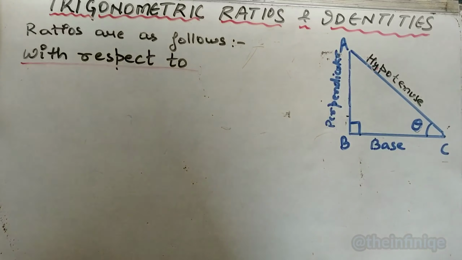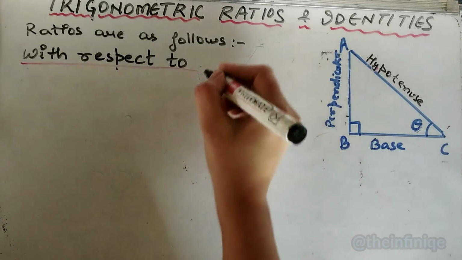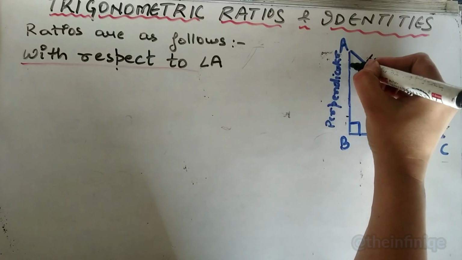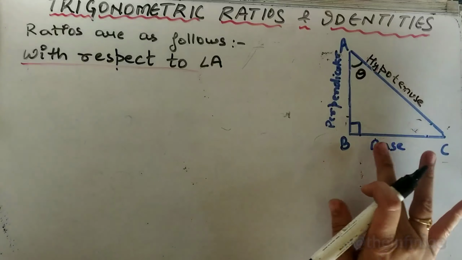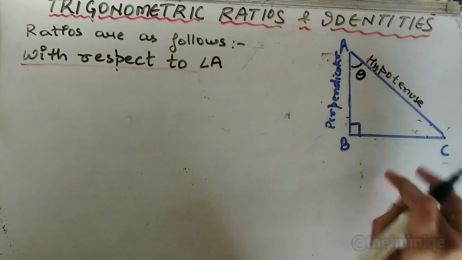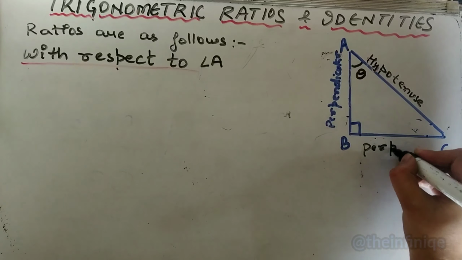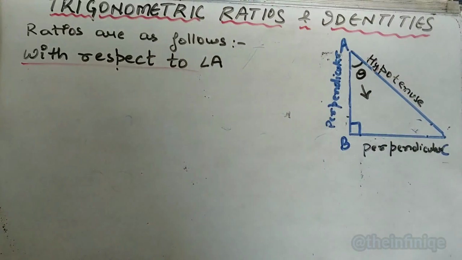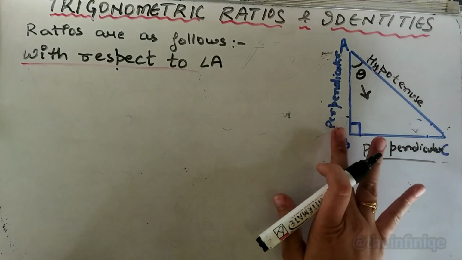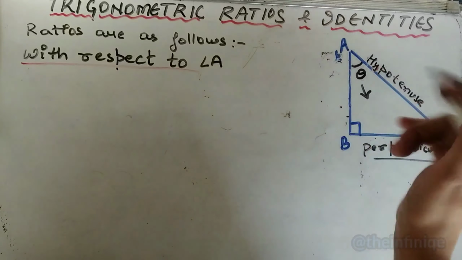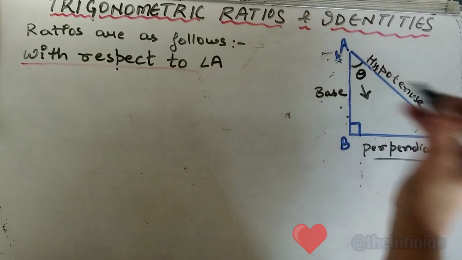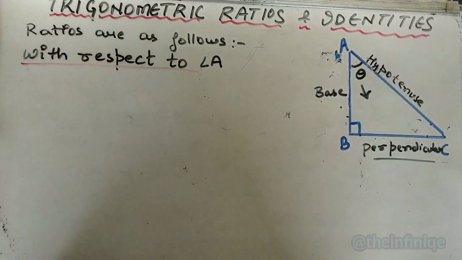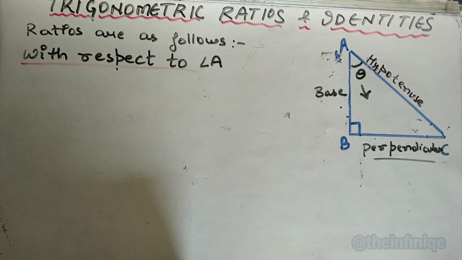And if trigonometric ratios are indicated with respect to angle A, then theta becomes angle A, then BC, which was the base, becomes perpendicular because it is opposite to theta, and opposite to theta is perpendicular, and adjacent to theta is base, that is adjacent. So the same formula will apply for trigonometric ratios, but the sides will interchange.